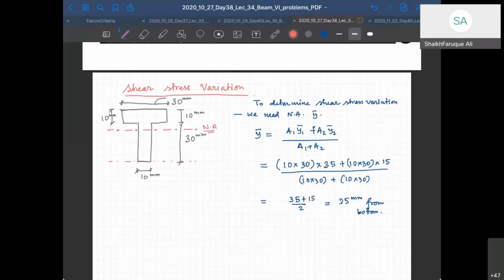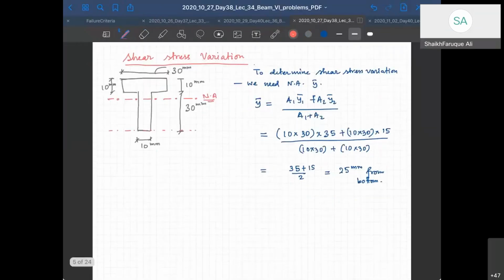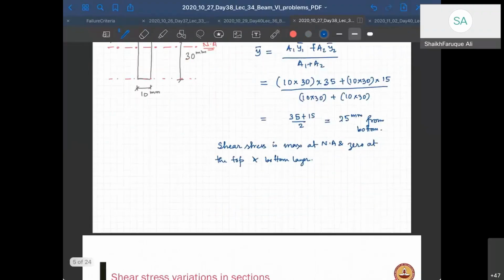And we know that the shear stress is going to be maximum at the neutral axis. Shear stress is max at the neutral axis and 0 at the top and bottom layers. Okay, so we have done this. Now we have to do VQ by IB, right? Shear stress is given by VQ by IB. So let us calculate.